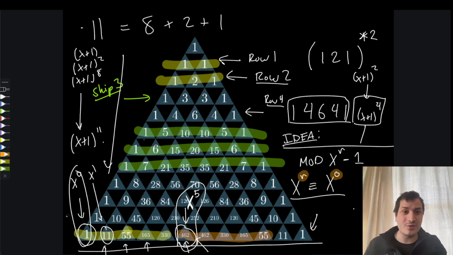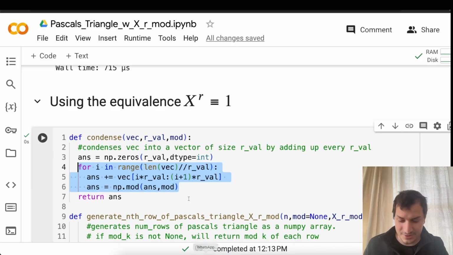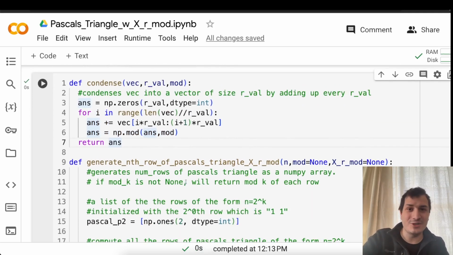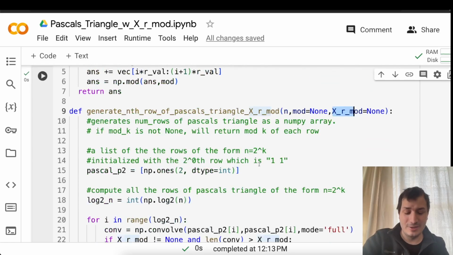You start with the full row, and you just condense it down by taking the first 5 entries and then adding on the next 5 entries. Just add them right on top and do that over and over again. So you always do that, and you always take it mod whatever you're working in, mod n. And so then I have this function called generate nth row of Pascal's triangle, which is now super simplified. Instead of keeping track of a vector of size n or square root of n like I did, you can keep track of a vector of size xr mod and just keep that around to begin with.